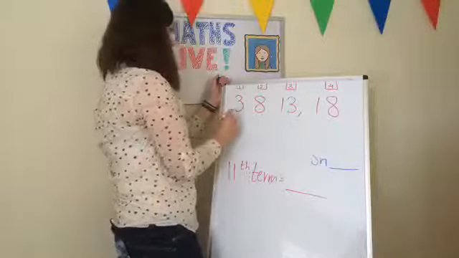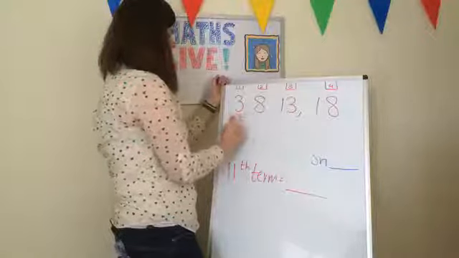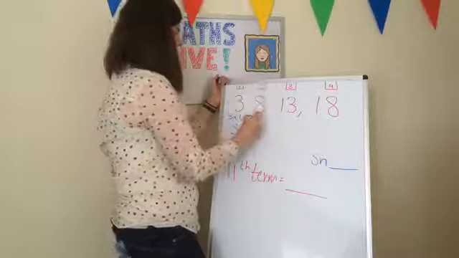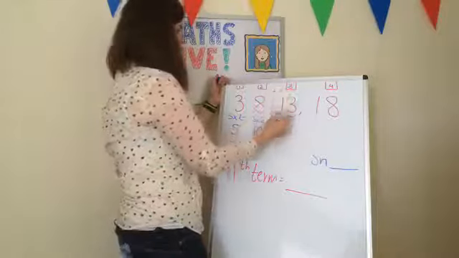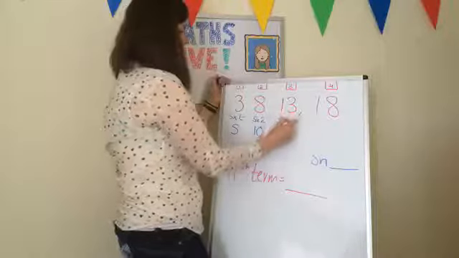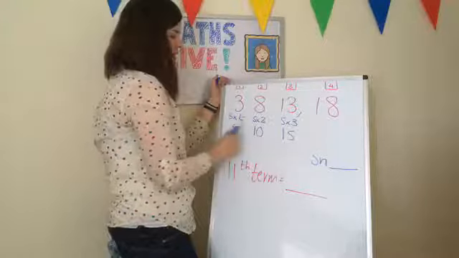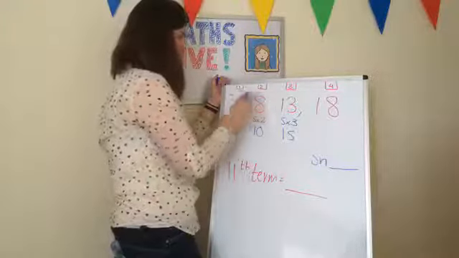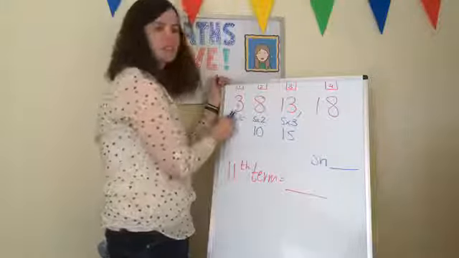So 5n, so if you do 5 times 1, that's 5. If you do 5 times 2, that's 10. If you do 5 times 3, that's 15. So these are the numbers that 5n is giving us, but these are the answers, these are the numbers we want.